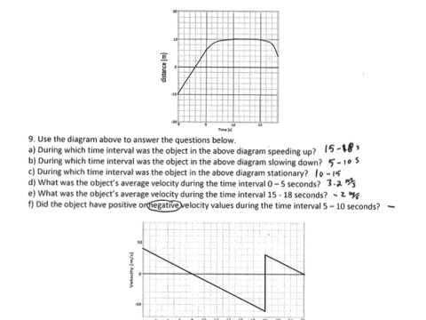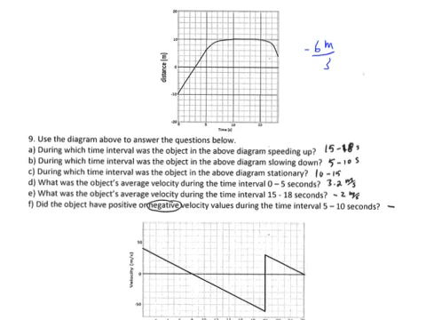What was the object's average velocity during the time interval 15 to 18? Now remember, for average velocity you just take the beginning and the end. That's how we're going to find it. You started here, you ended here. So how much did we change our x? Well, we changed our x by -6 meters, and we did that in 3 seconds. So that gives us -2 meters per second. All right, and number F.